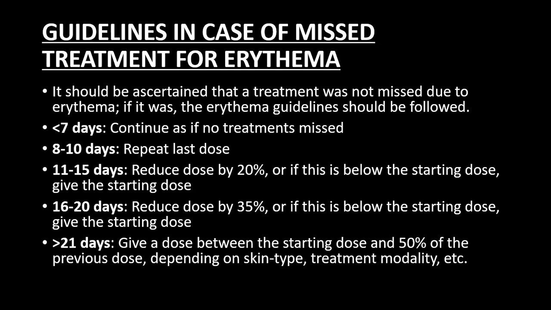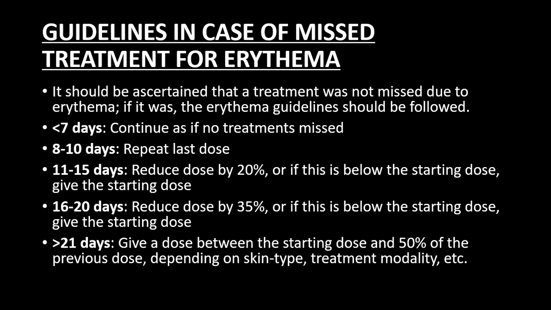Then these are important guidelines in case of missed treatment for erythema. If a patient has developed erythema and you have to postpone the treatment, then the guidelines are as follows. If the treatment is avoided for less than 7 days, then you can start the patient with the last dose of UVB therapy or PUVA therapy.